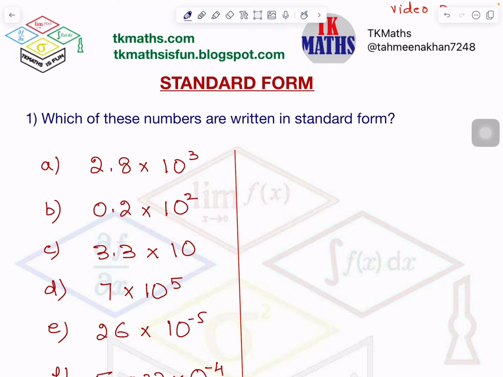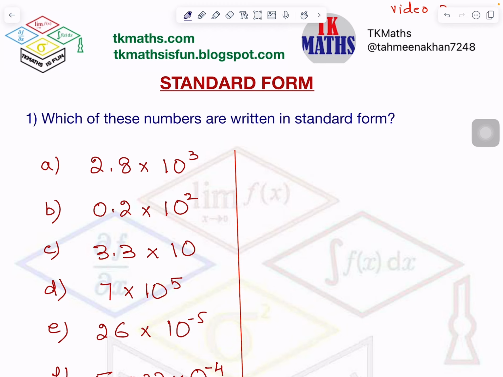This is video number 2 on standard form. In the first video, the link is given in the description below, we learned the prerequisites for standard form. So now we will see how to convert a number into standard form from an ordinary number, or how to change back to an ordinary number from a standard form.